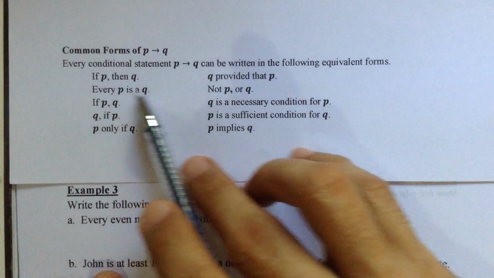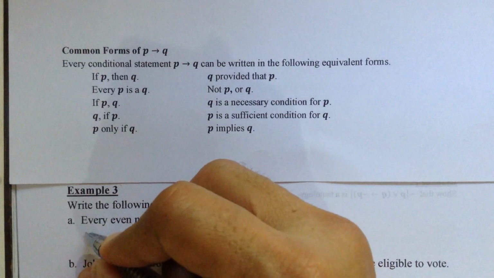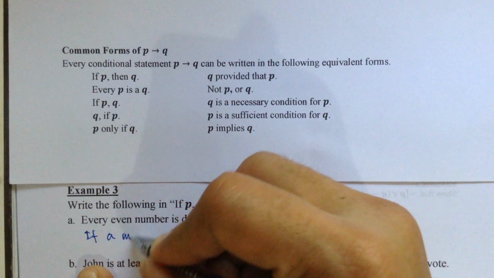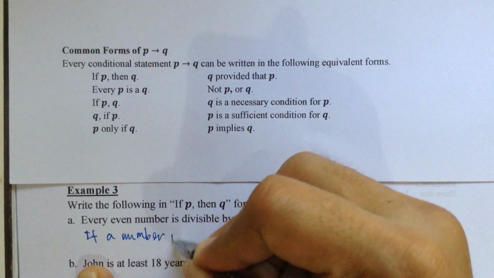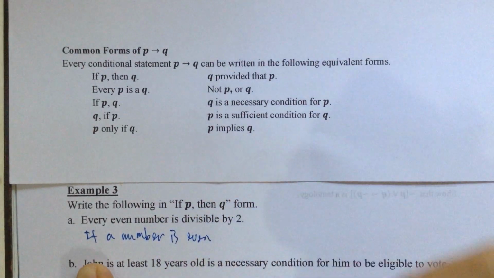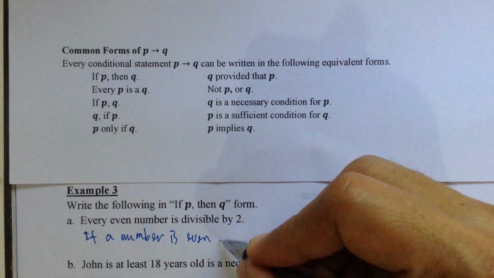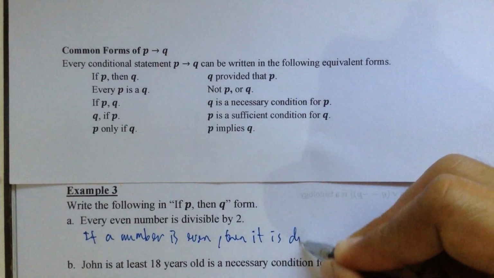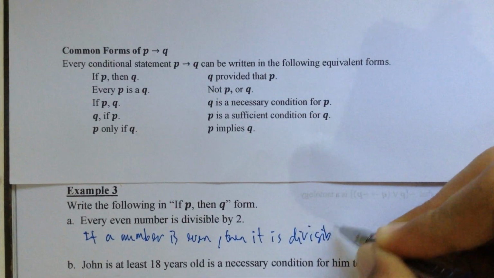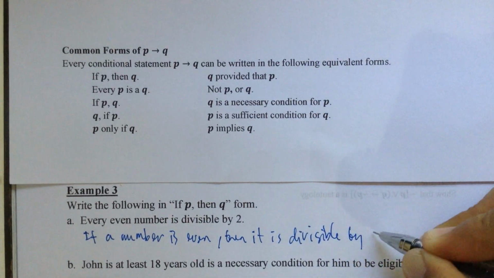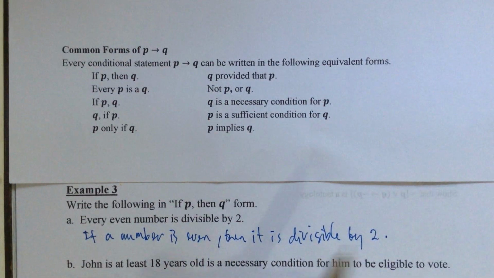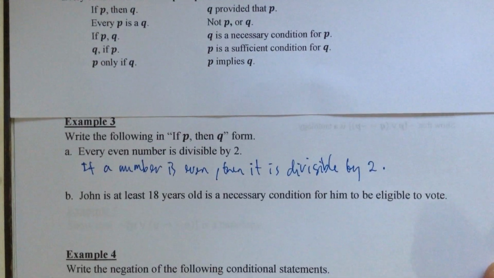In other words, following that one, this means that if a number is even, that being your P, then it is divisible by 2, this being your Q. Okay, what about for letter B?